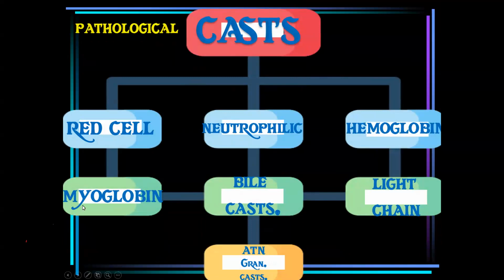as I told you, it may be hemoglobin cast, the red blood cell cast, the neutrophilic casts, as in cases of acute pyelonephritis, in addition to presence of interstitial inflammation and tubulitis. You may find a neutrophil cast inside the lumen of the renal tubule, the bile cast, the presence of granular casts in cases of acute tubular necrosis, hemoglobin cast, and the light chain cast characteristic of myeloma cast nephropathy.